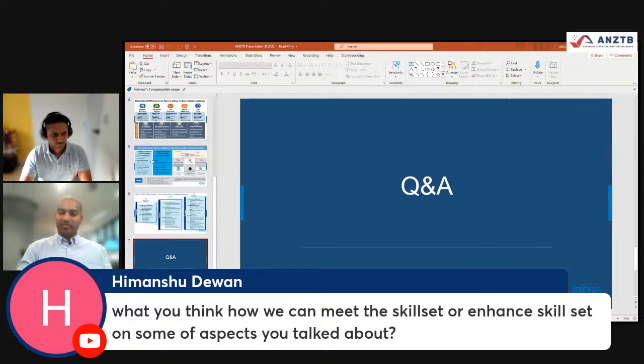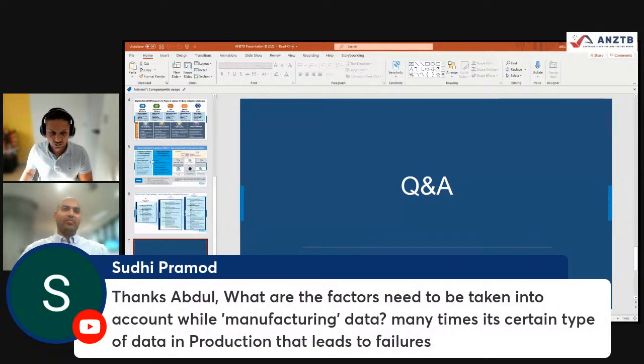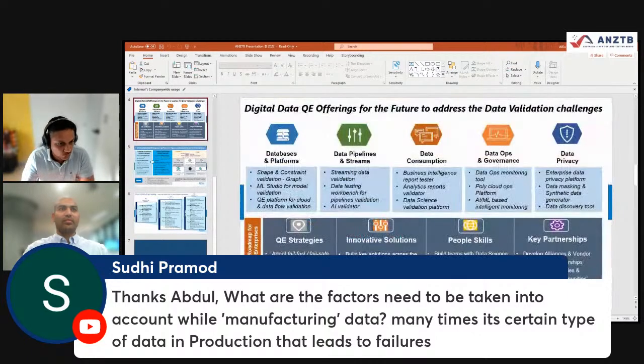Cool. Thanks, Abdul. That's all we had from a questions point of view. Thank you, Abdul. This is really insightful. This is one area which I feel doesn't get a lot of attention, but it is quite important given that data is the new currency. There's another question from Sudhi. Thanks, Sudhi. Thanks, Abdul. What are the factors that need to be taken into account while manufacturing data?